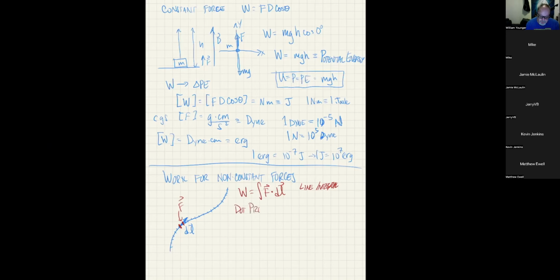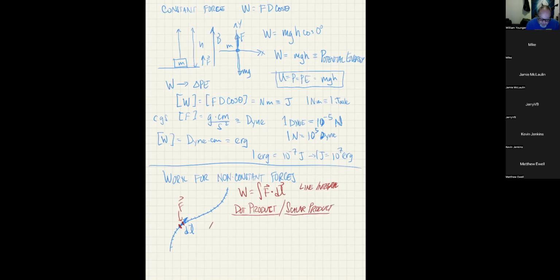So let's start off with a dot product a little bit, and then we'll go to an actual line integral to help us. So the dot product is also called the scalar product. And that's because if you take a dot product, you take it between two vectors. So it's vector A times vector B, say.